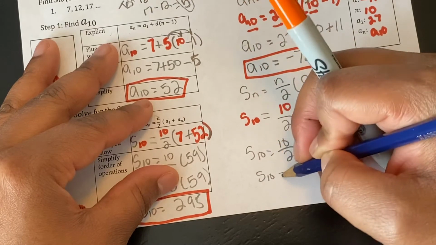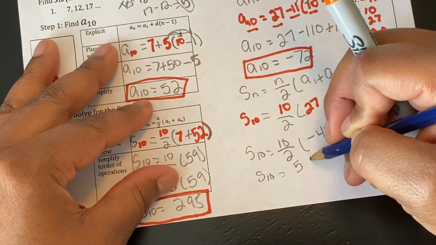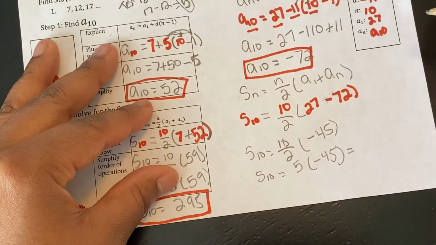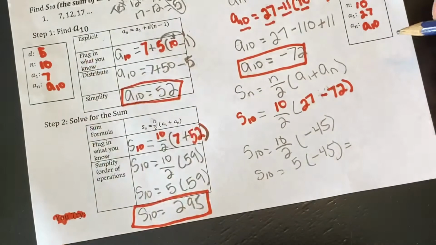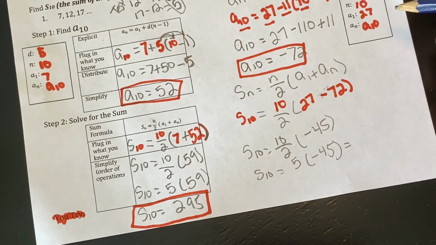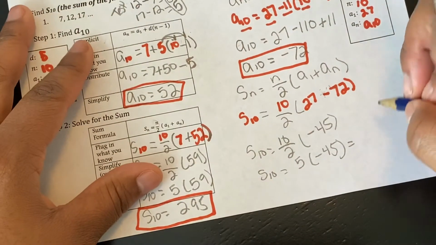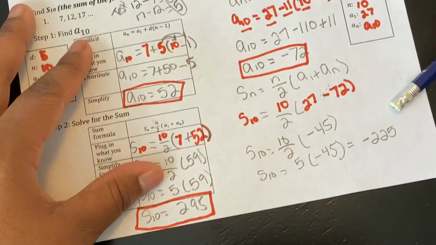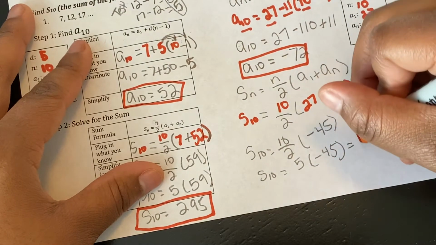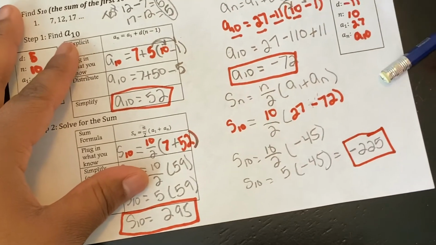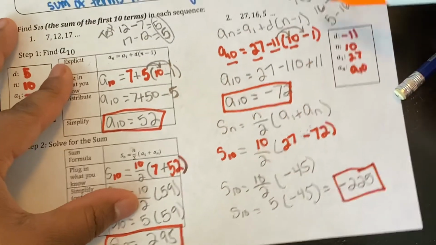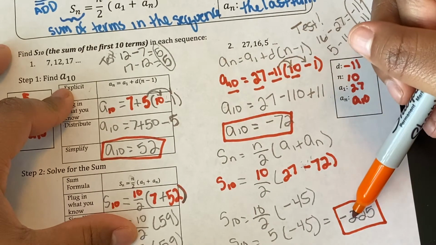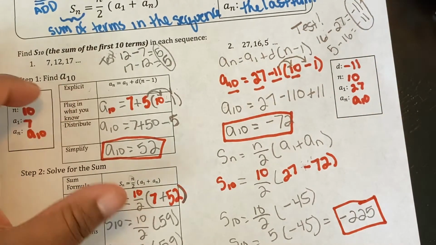So it's 5 times negative 45, which is going to equal negative 225. So what this is saying is that if we add up the first 10 terms in this sequence, then the answer would be negative 225.